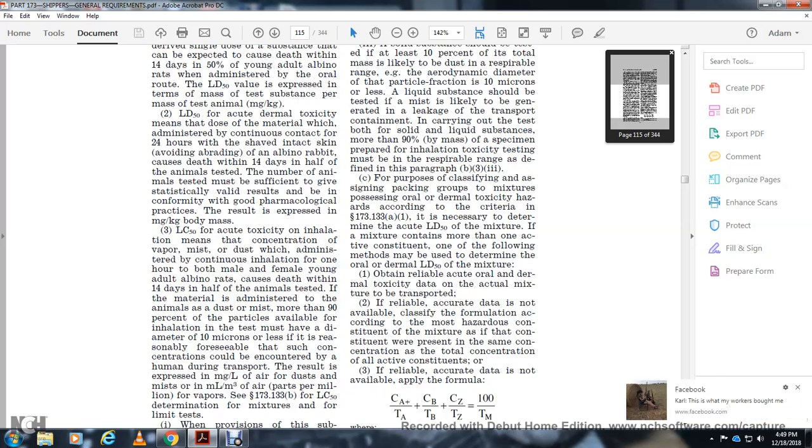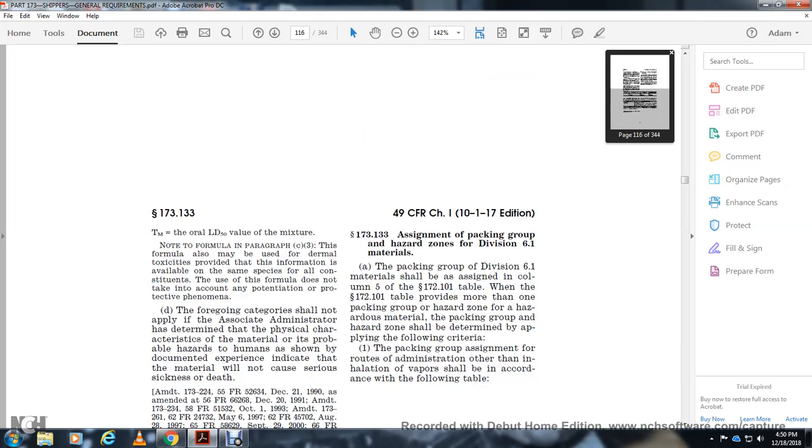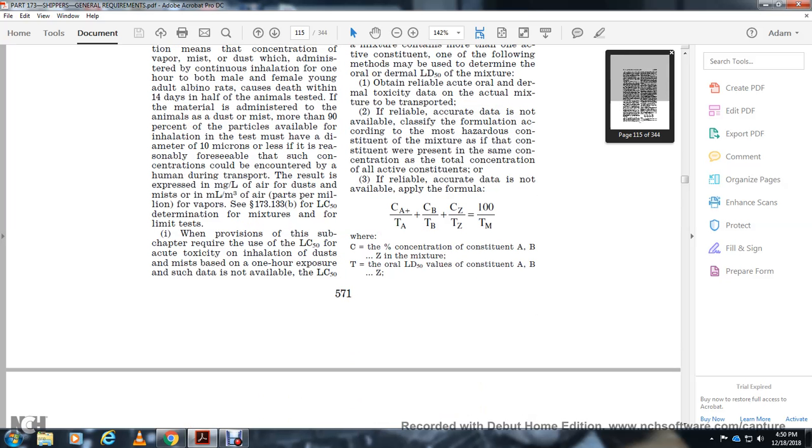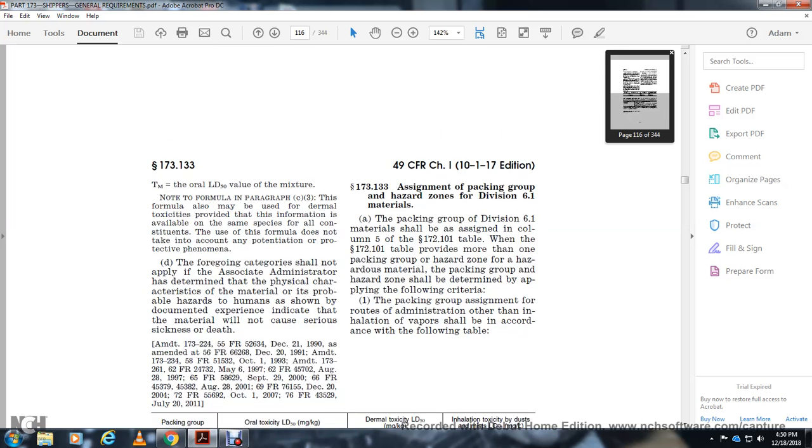If reliable, accurate data is available, reclassify the formulation from the most toxic constituent of the mixture, present at the same total concentration of all active constituents. If reliable, accurate data is not available, apply this formula. The foregoing categories shall be applied with the associated meaning to determine the physical character of the material, with the probable health effects to humans shown in documented experience that indicate the materials will not cause serious sickness or death.